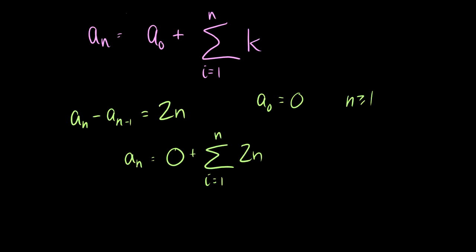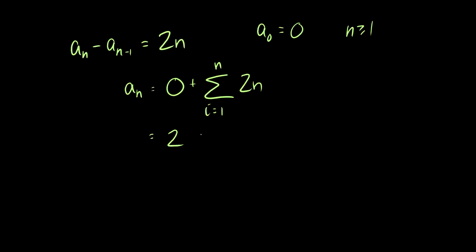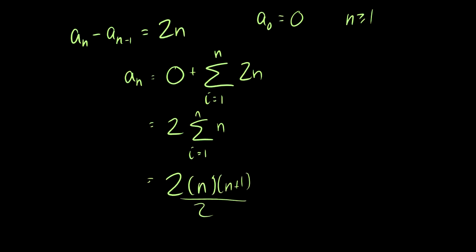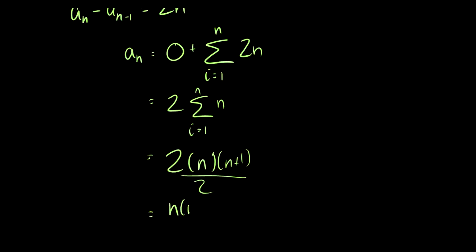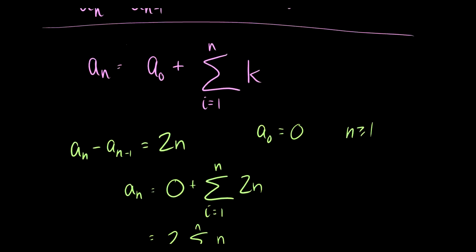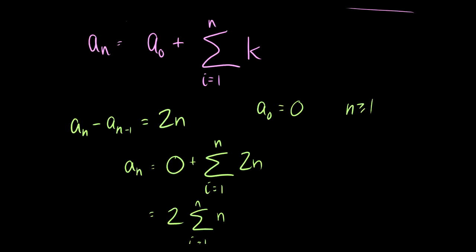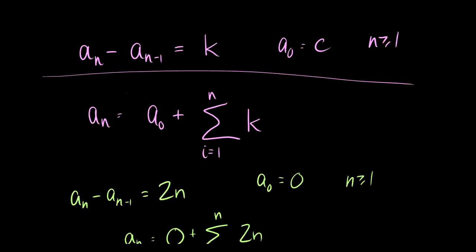2n. We can simplify this and say this is 2 times the sum of i equals 1 to n of n. We just factor out the 2, and this is equal to 2 times n times n plus 1 all over 2, which we know cancels, and we get n times n plus 1. So this is another little formula for recurrence relations that is pretty important. This requires a_n minus a_(n-1). If you have a number here like 3, it does not work. We will cover that next time, but for now, there's your solution.